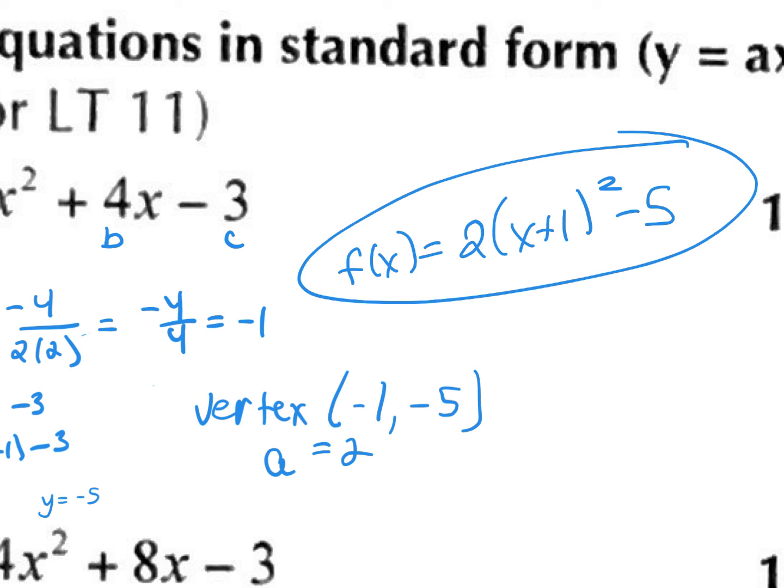The x part of the vertex is your axis of symmetry. The y part is your max or min. You have to put x and y. What's the y-intercept? Where does this graph cross the y-axis? Negative 3. At 0, negative 3.